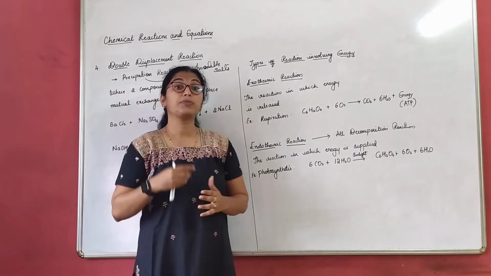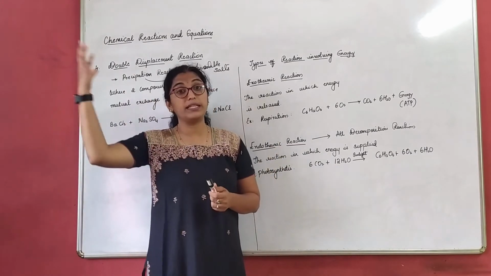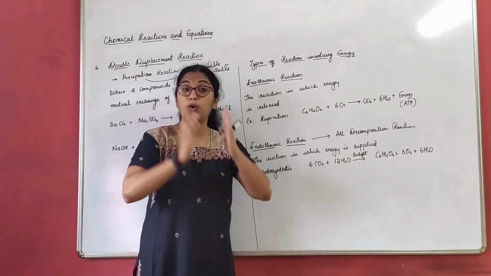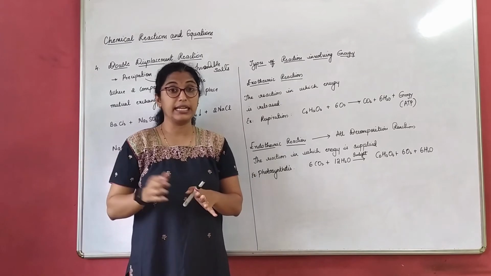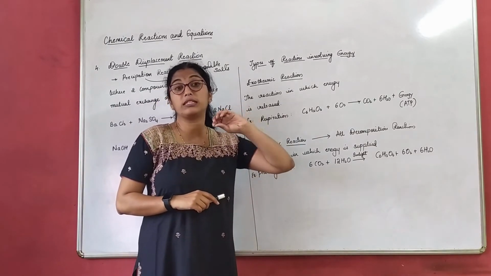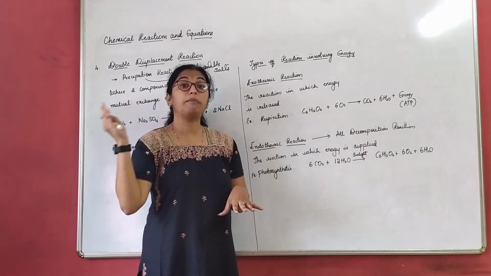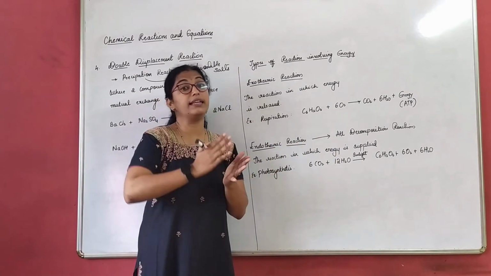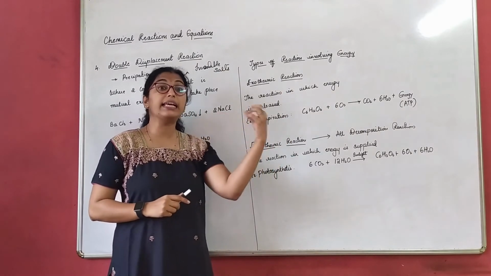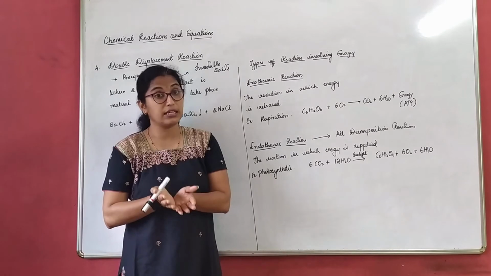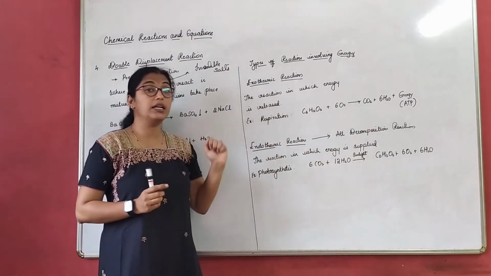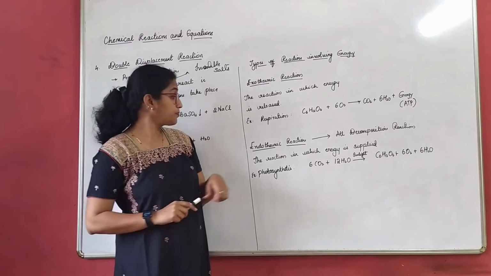Photo decomposition. It is exposed to sunlight. That means we are giving sun's energy to it so that the given compound is broken down to smaller molecules. Correct? Electrolytic decomposition. The given compound is subjected to electricity. When we pass electricity, only then it is broken down to hydrogen and oxygen. That means we are providing energy for a substance to decompose. That is why all decomposition reactions will come under endothermic reaction.